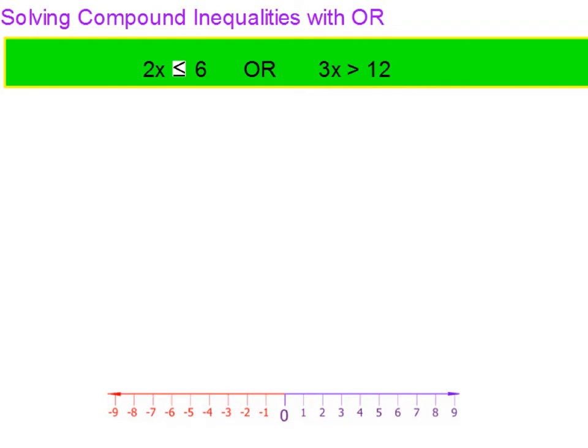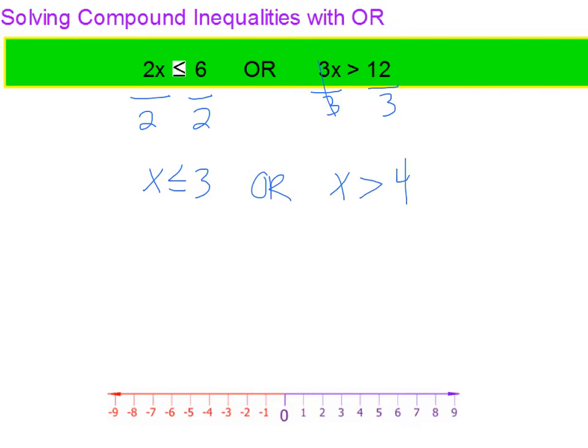So on this first one, if I wanted to get the x by itself, I would divide both sides by 2. So x is less than or equal to 6 divided by 2 is a 3. Or, and I got to leave that or in that. Make sure you write that word so that you remember that it's an or situation. On the right side here, it looks like I got to divide by 3 to get x by itself. So then I have x is greater than 4.